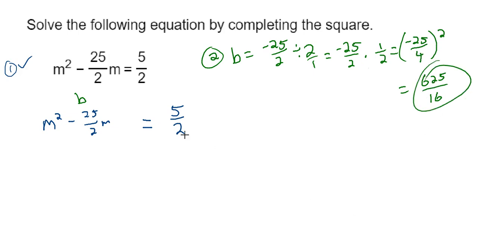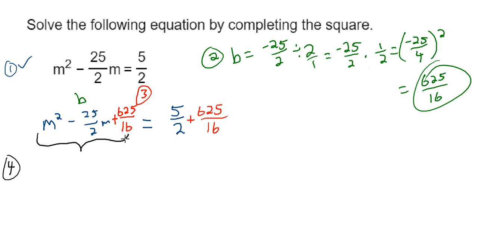So this is our special missing number that we need to add to the left-hand side to make this factor as a perfect square. So I'm going to add 625 over 16 to the left-hand side. I will do the same thing to the right-hand side to balance that out. So this is step 3, right? Step 3 is to add that special number to both sides of the equation. Step 4 is to now factor the left-hand side.